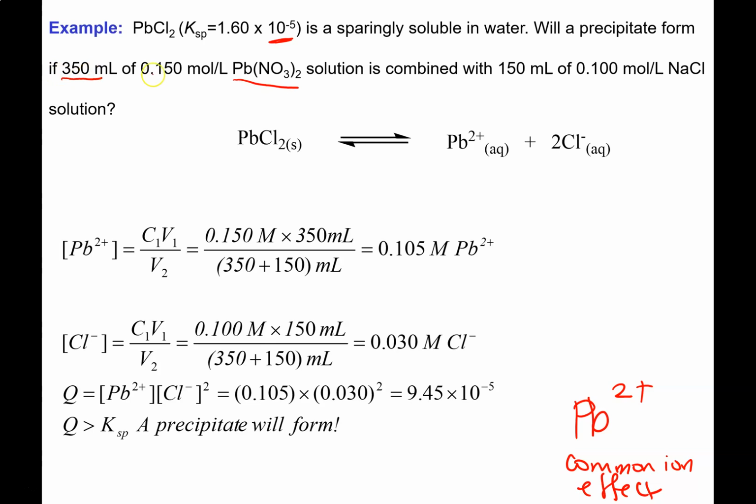right? So this is if 350 mL of 0.15 mole per liter lead nitrate solution is combined with 150 mL of sodium chloride. Okay, so let me think about this. What we're doing here is, that's going to be a source of lead ions, and this is going to be a source of chloride ions, right? So that's what's happening here. Now it's going to get nasty, because whenever I'm mixing two solutions together, a dilution is occurring, right?